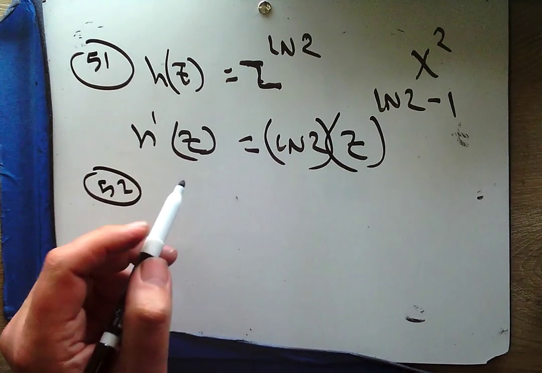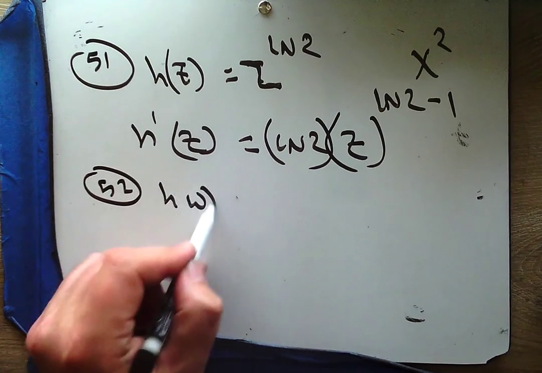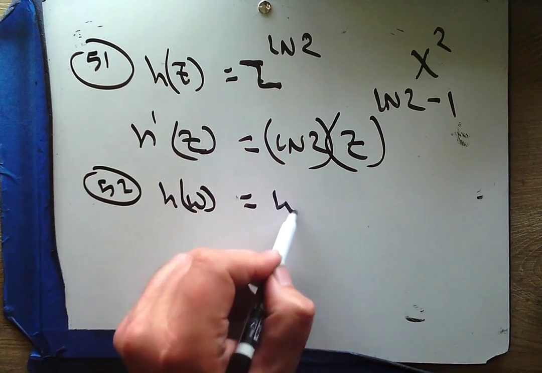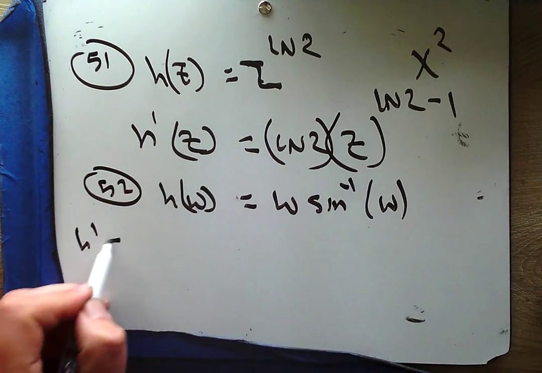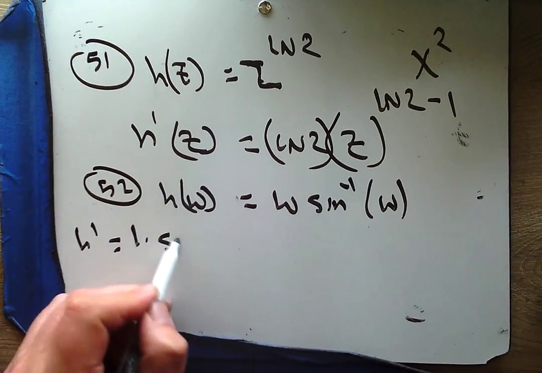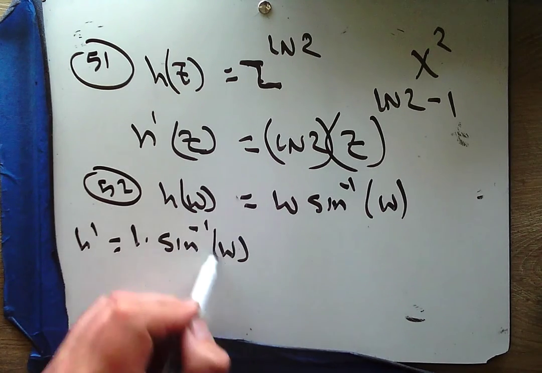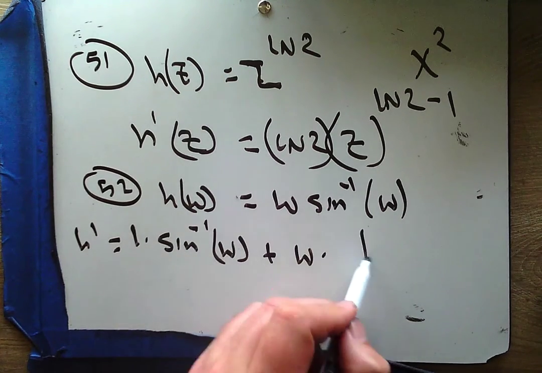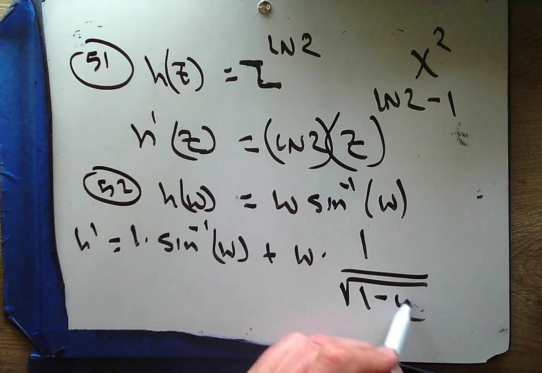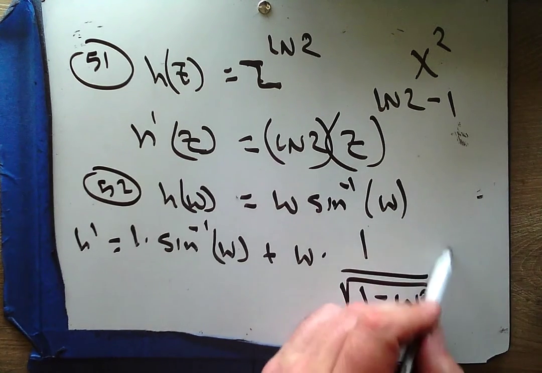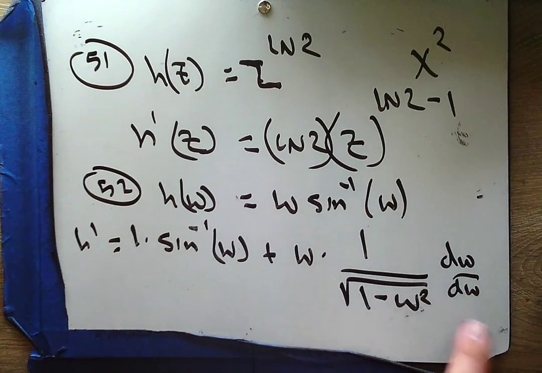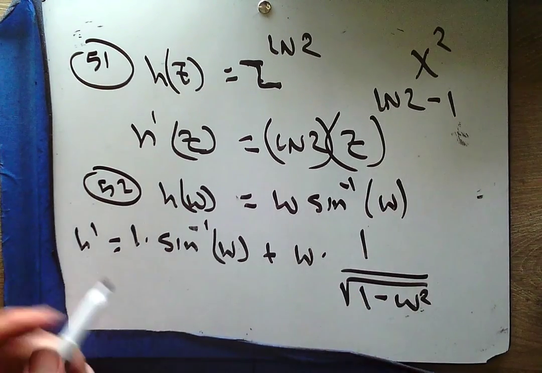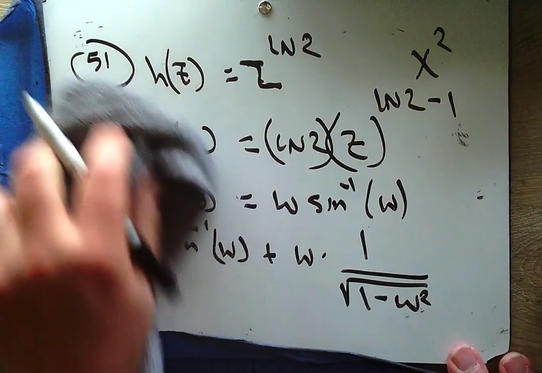Okay, 52. 52 says h of w equals w inverse sine w. So h prime, with the product rule, is 1 times inverse sine w plus w times 1 over square root of 1 minus w squared. You could, of course, always then take the derivative of w with respect to w, but that's just going to be 1. All right, 52, done.